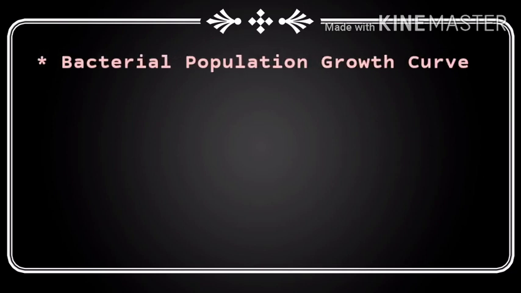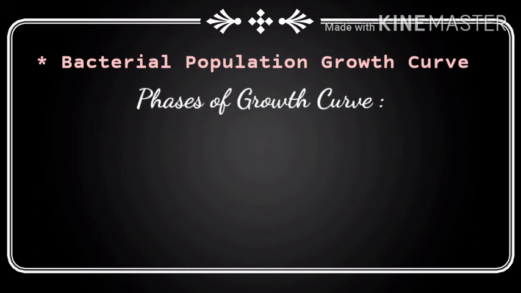Bacterial population growth curve. The growth curve of any particular species of bacteria can be determined by growing a pure culture of the organisms in a liquid medium at a constant temperature. So, there are phases in the growth curve. First phase is the lag phase.